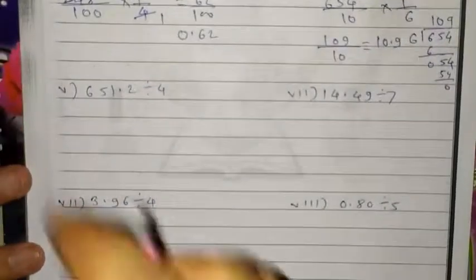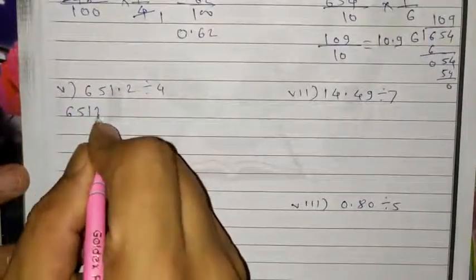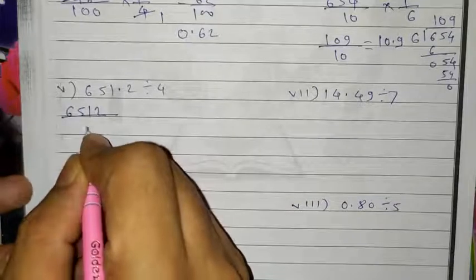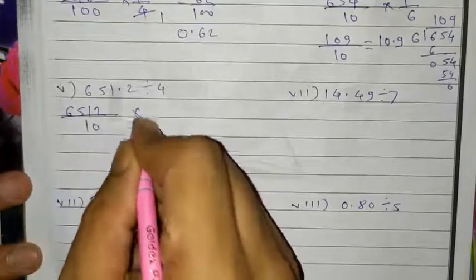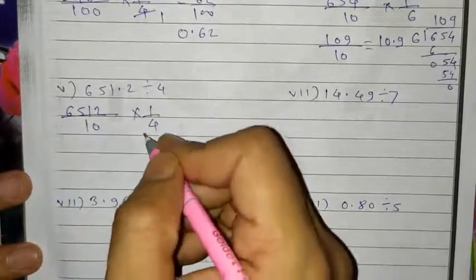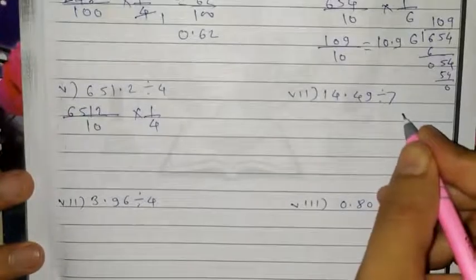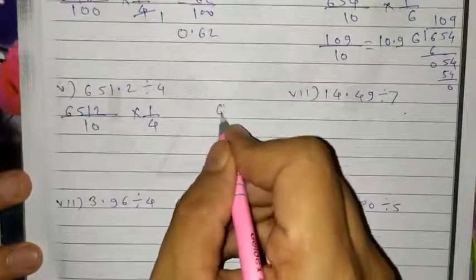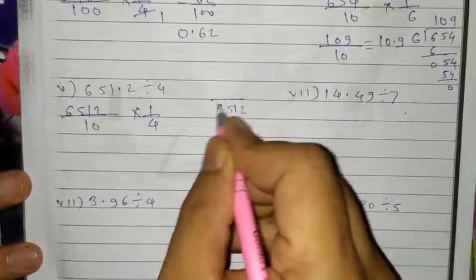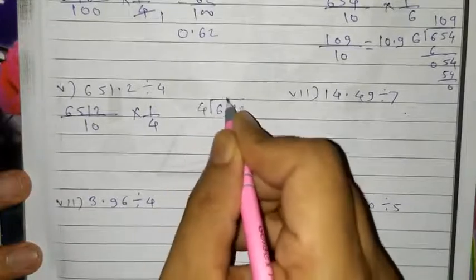Next question is the fifth one. Writing the number without the decimal point upon 10, the reciprocal is 1 upon 4. So you have to divide this number. Here I am dividing 6512 by 4.